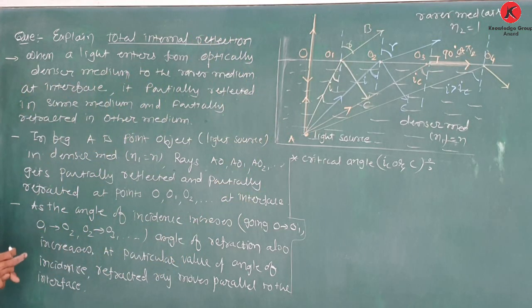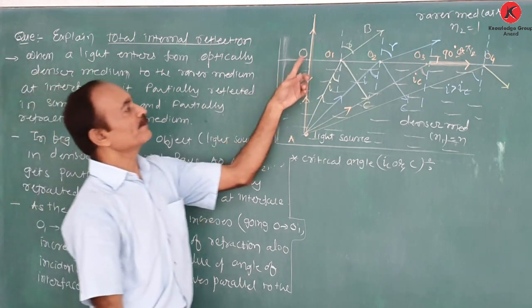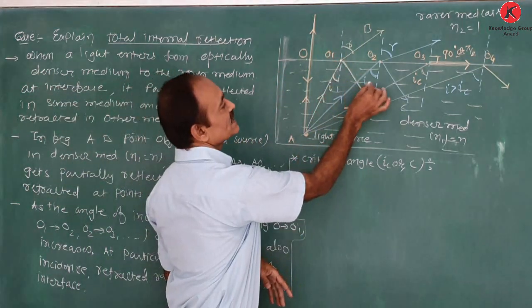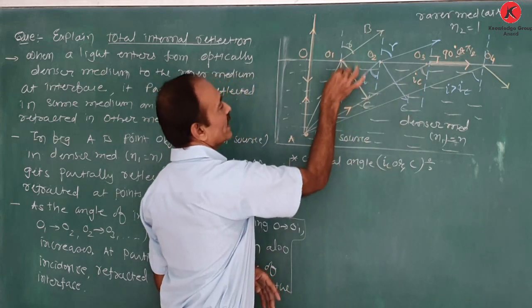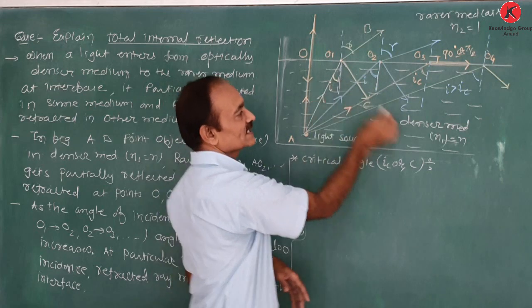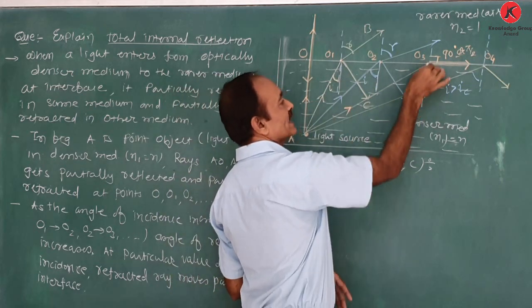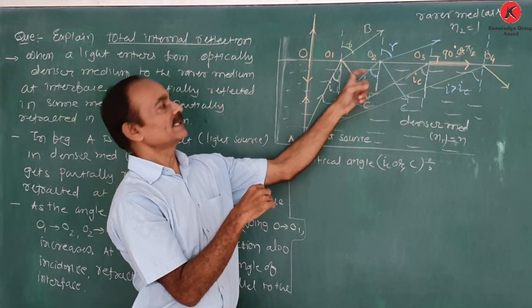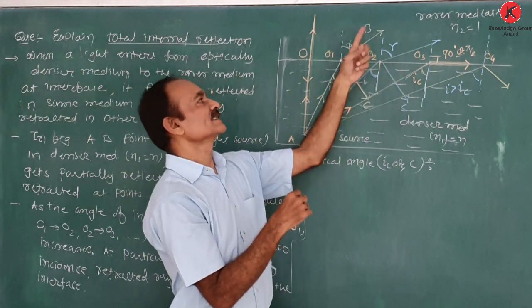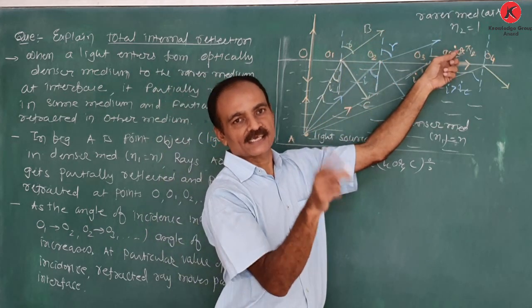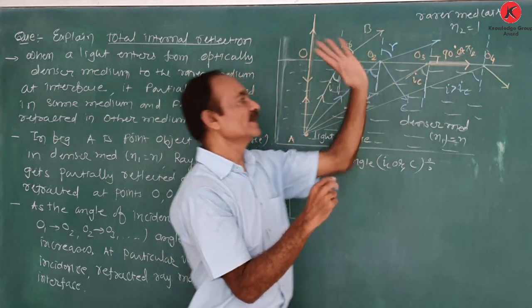Now, from this, what do we say? Yes, we are going from O to O1, O1 to O2. So the angle of incidence is going to increase. Here the angle of incidence is this. Here the angle of incidence is quite more compared to this. Now, at point O3, the angle of incidence is again increased than at O2. Therefore, the angle of incidence increases, and therefore the angle of refraction also increases.